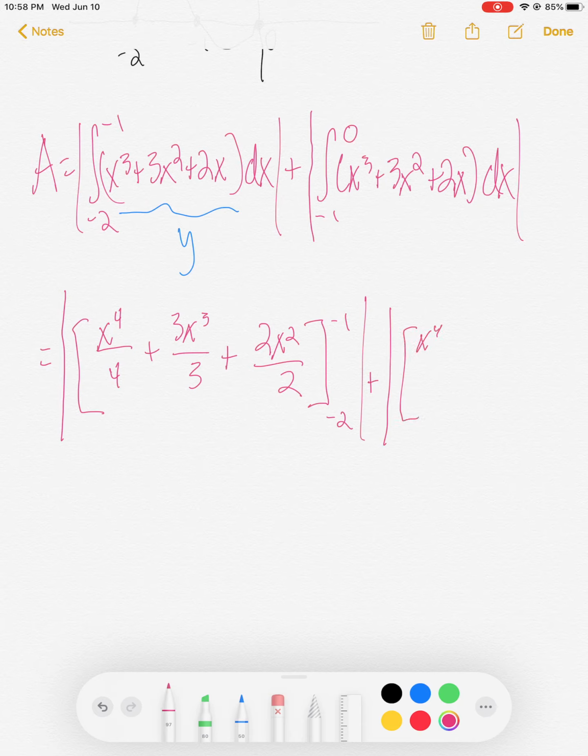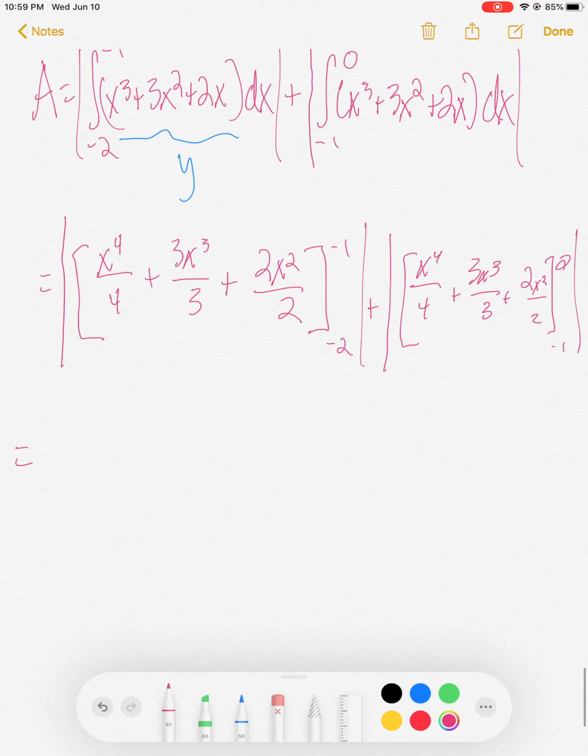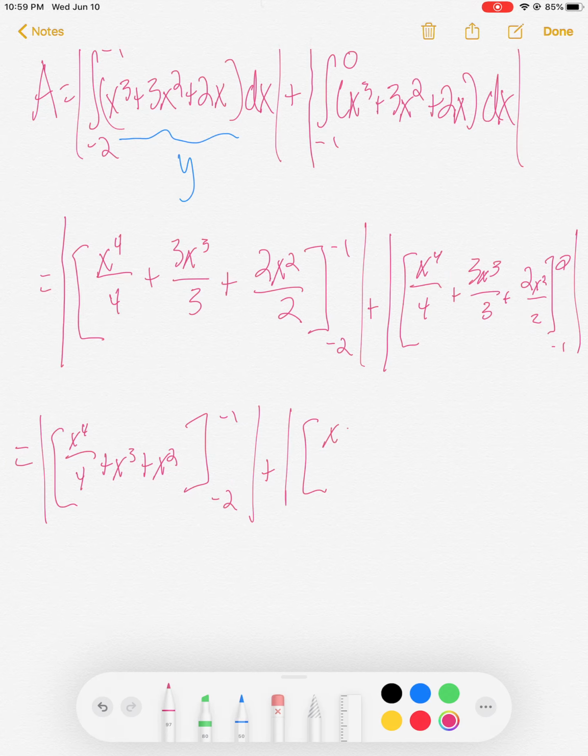I'm going to evaluate all of this from -2 to -1. I know I'm switching up my own notation. I apologize, but again, I hope it's clear what I mean. The second integral is going to be exactly the same. We are just going to evaluate it at different places. So x to the 4th over 4 plus 3x cubed over 3 plus 2x squared over 2 from -1 to 0, absolute value.